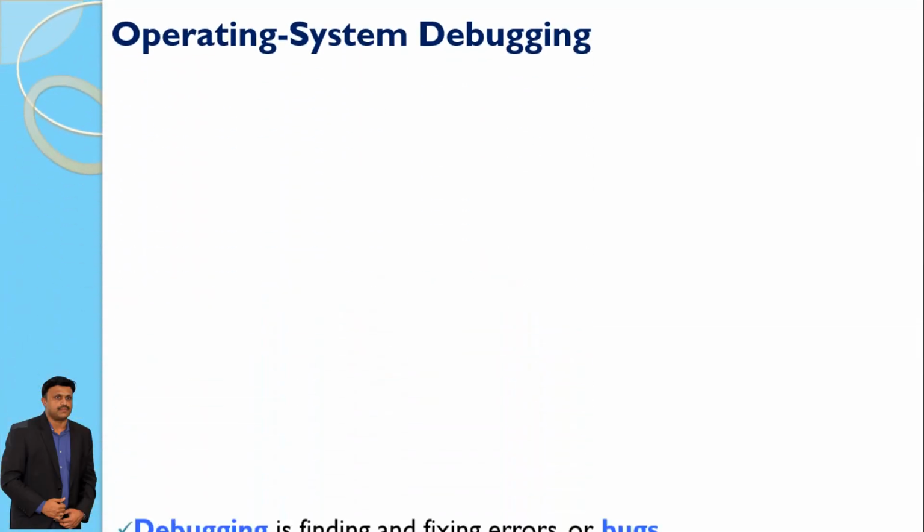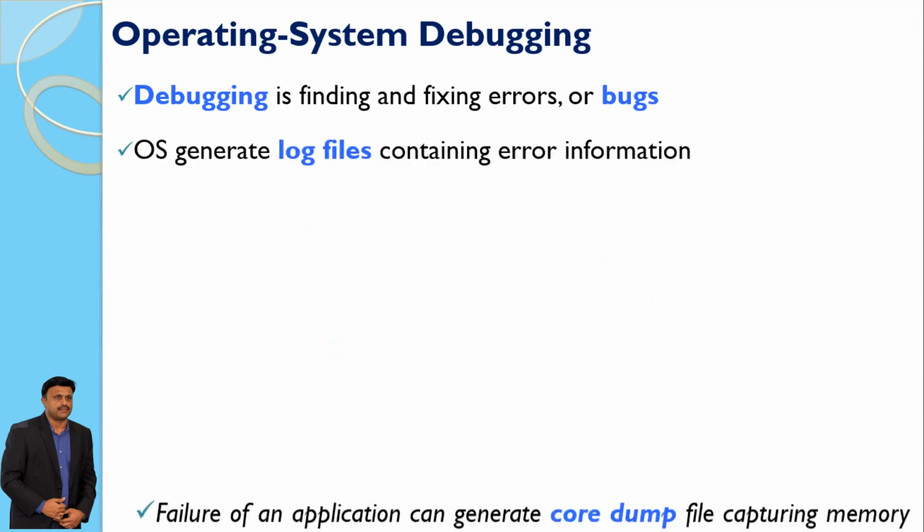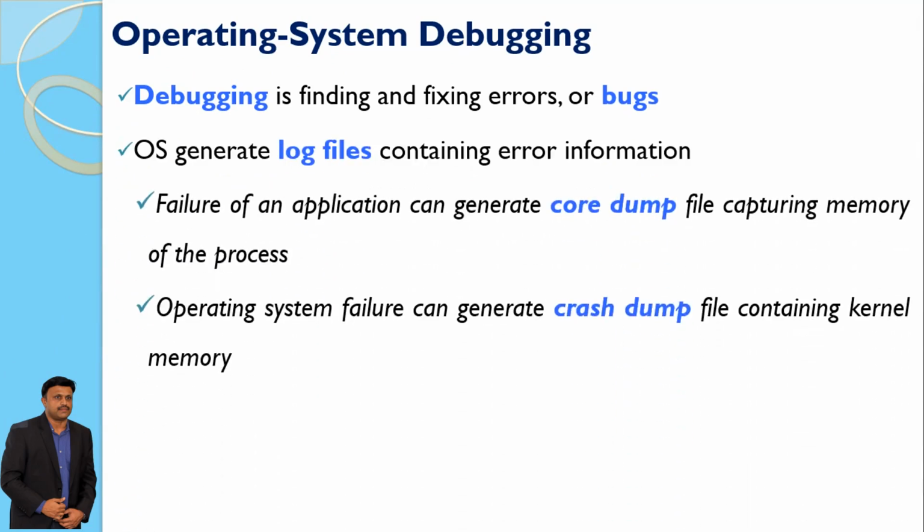Debugging involves finding and fixing errors. OSes generate log files with error information, and failures can create core dump or crash dump files to capture memory states for analysis.